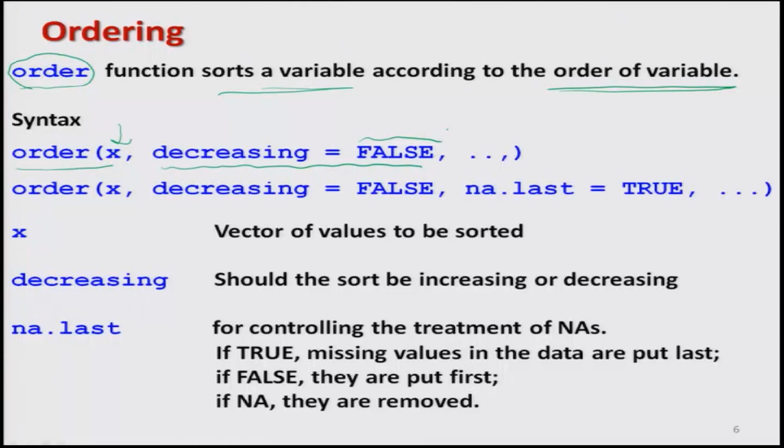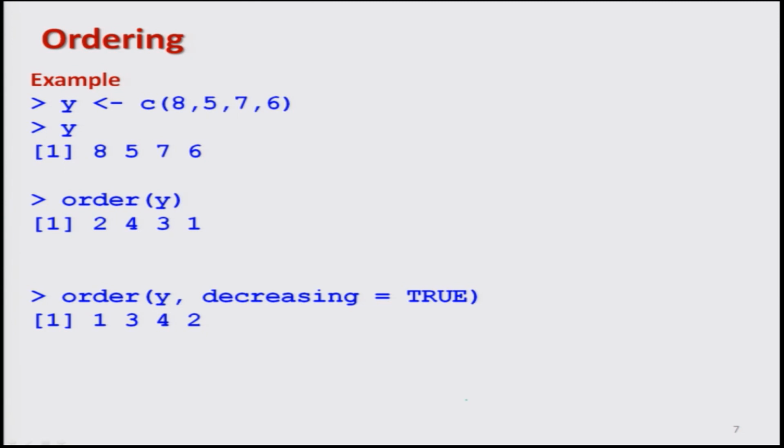The default is increasing. And similarly, as we have done in the case of sorting, there are some other options like na.last, which gives us an idea of how the missing values should be handled. If I say this is equal to TRUE, then missing values in the data are put last, that means at the end of the vector. And if I say FALSE, that means all the missing values are put in the first position. And if I say na.last is equal to NA, that means they have been removed and the control will not consider any of the missing values in the computation. So, now let us take some examples and try to understand.